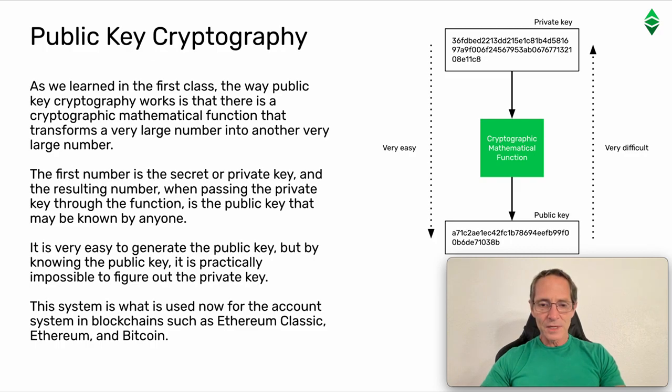This system is what is used now for the account system in blockchains such as Ethereum Classic, Ethereum, and Bitcoin. So you have a very large number like this one. It's a hexadecimal number. This is the secret, the private key, or the secret password that controls your public key on the blockchain. I'm going to explain now in the next few sections.